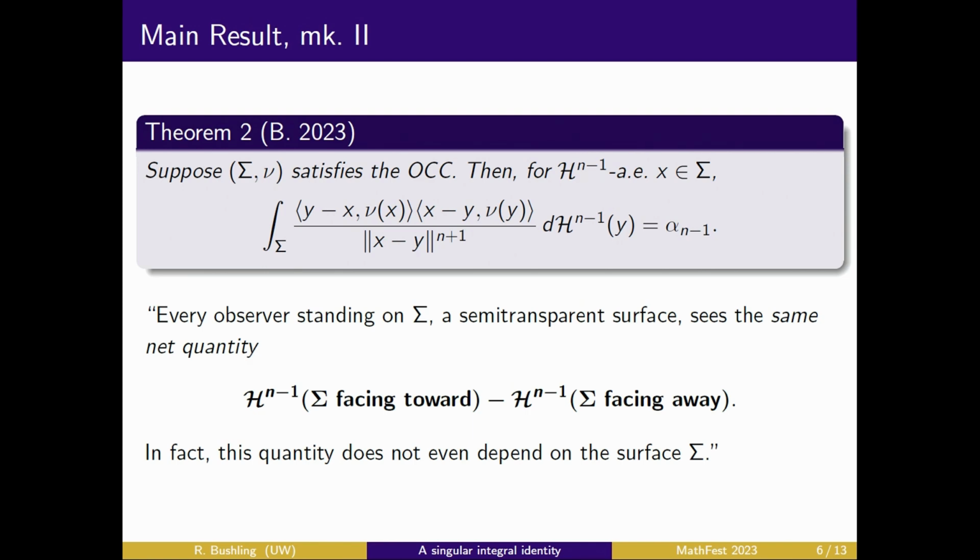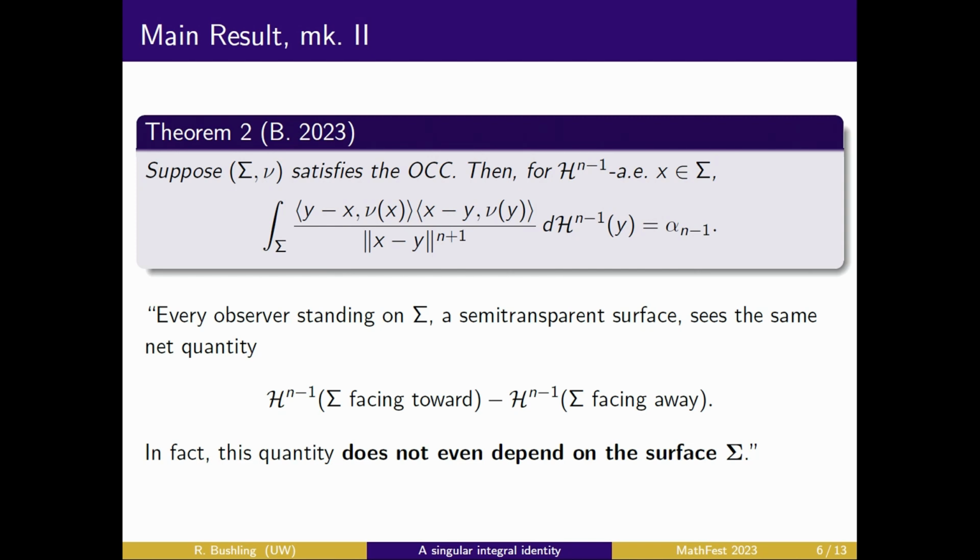No matter where you stand on the surface, you look all around you, and you see some pieces of the surface that are facing toward you and some that are facing away from you, where that toward or away is determined by whether the normal vectors are pointing in your general direction or away from you. It's saying that the net quantity of surface area facing toward you minus surface area facing away from you is almost everywhere constant. It almost doesn't depend on where you stand, and in fact, it doesn't even depend on the surface sigma. It's just this universal constant, and that constant actually is negative alpha n minus 1.